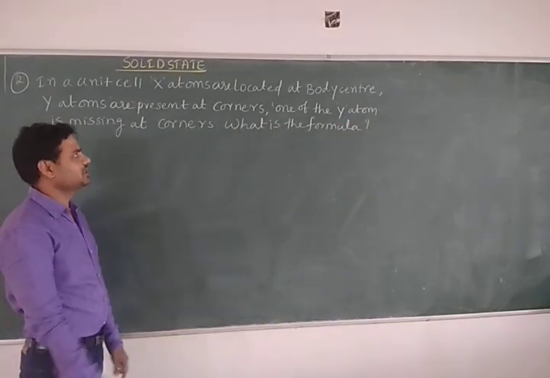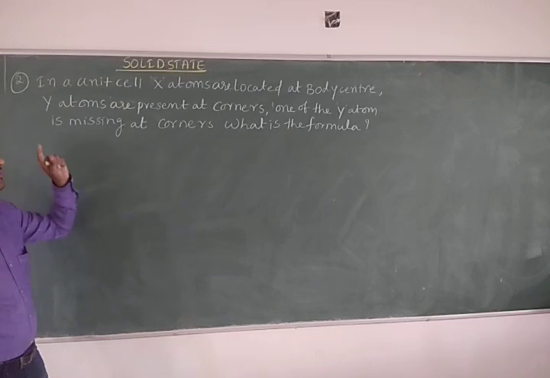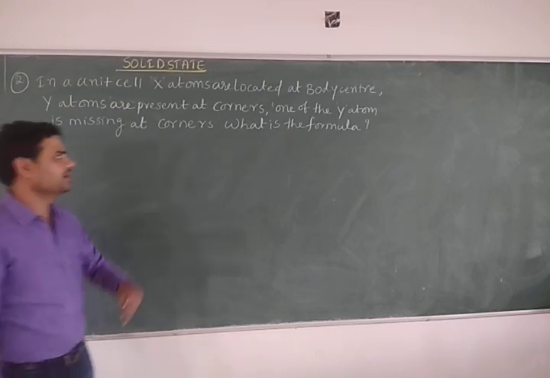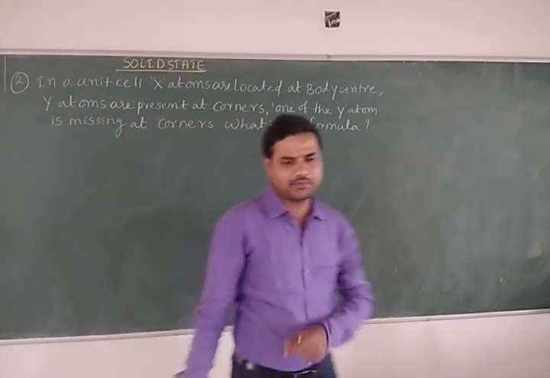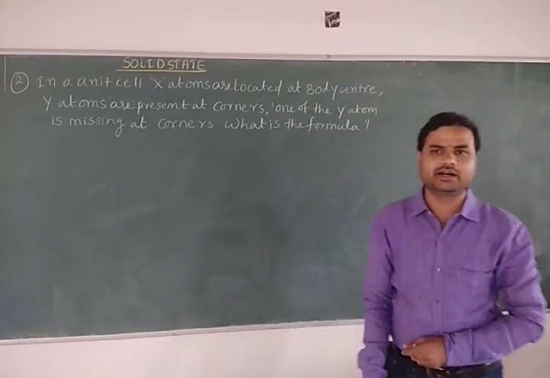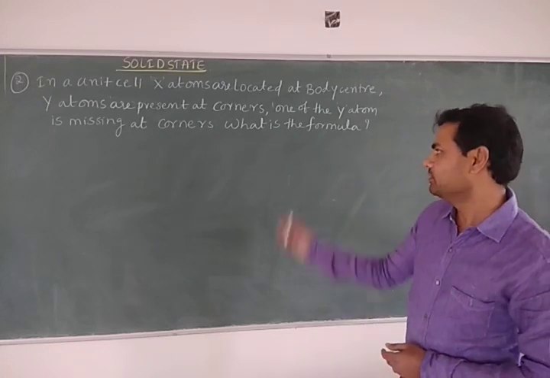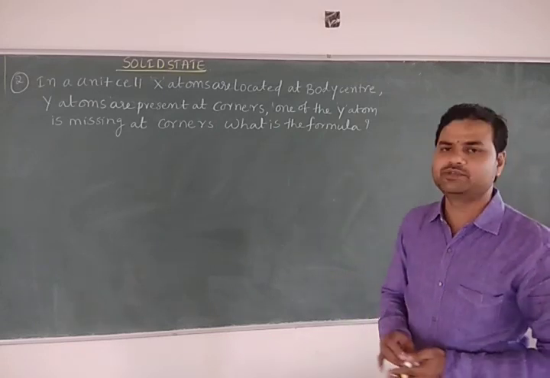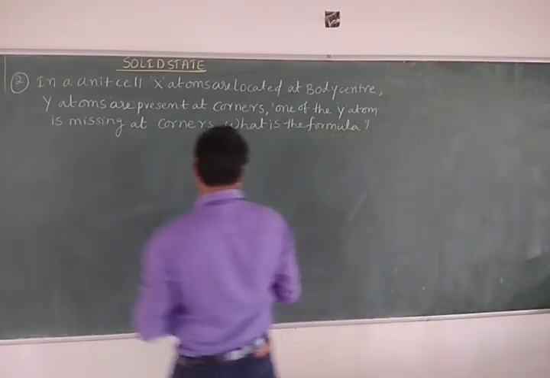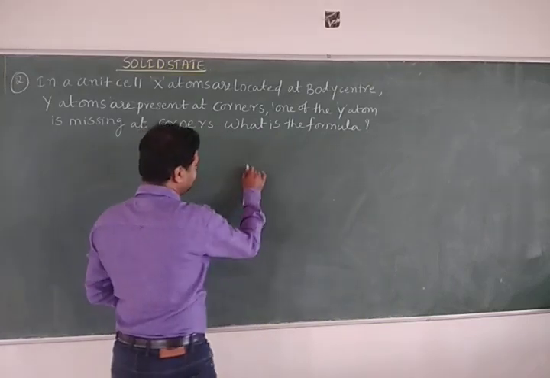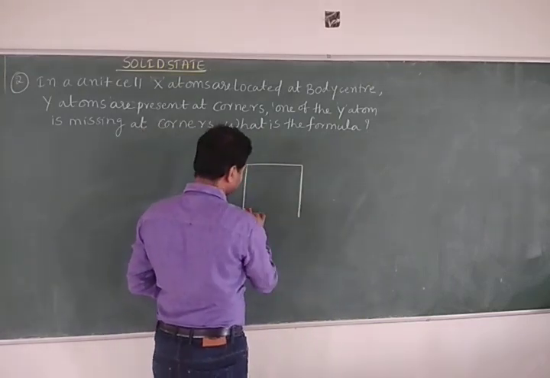Listen once again. The question is, X atoms are located at the body center, Y atoms are located at the corners. But what is happening here? One of the Y atoms from the corner is missing. Then what is the formula of the unit cell? To find this, again I am drawing a crystal here. This is a unit cell.